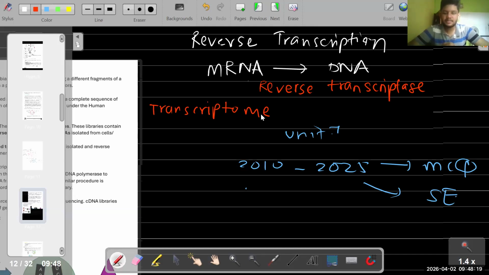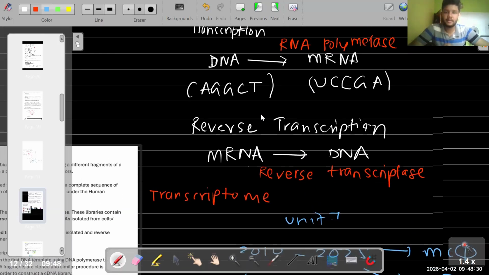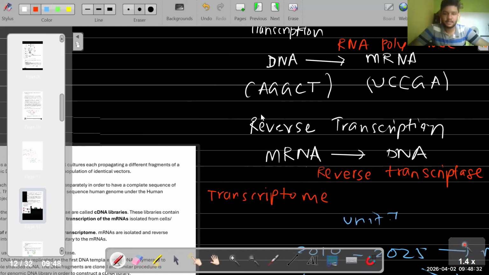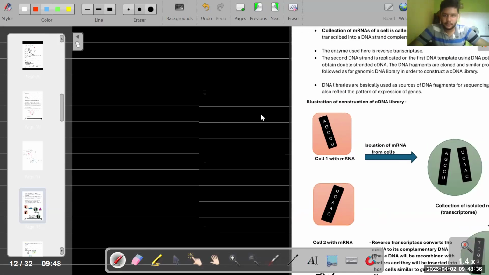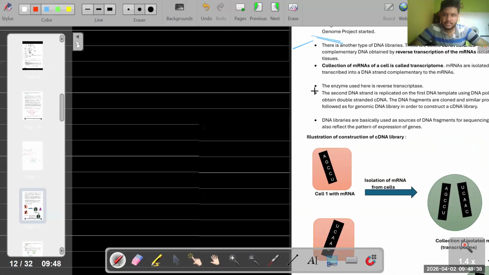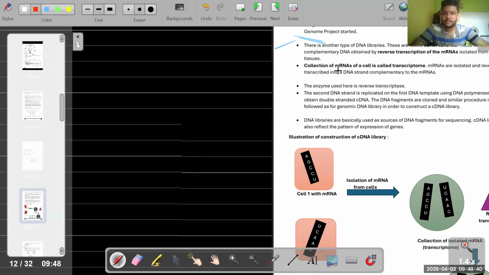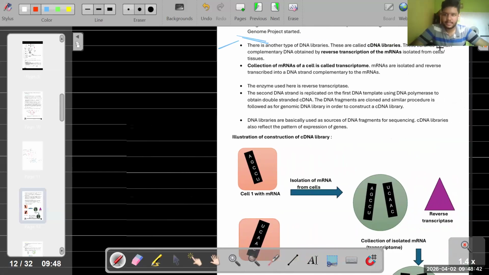Now, where does the word complementary DNA library come? There we understood what is genomic DNA. Here you are saying something about mRNA. We didn't come across the word complementary DNA library, right? Let's see what happens. There is another type of DNA library. These are called complementary DNA library. These libraries contain complementary DNA obtained from reverse transcription of mRNAs isolated from cells or tissues.